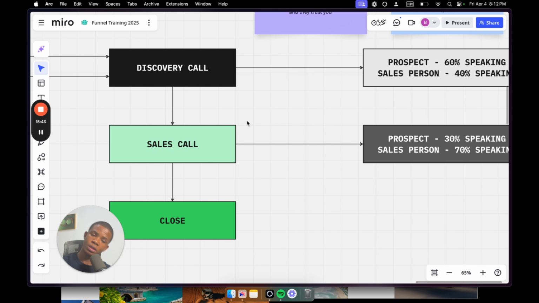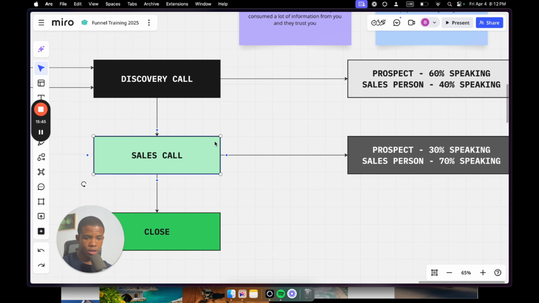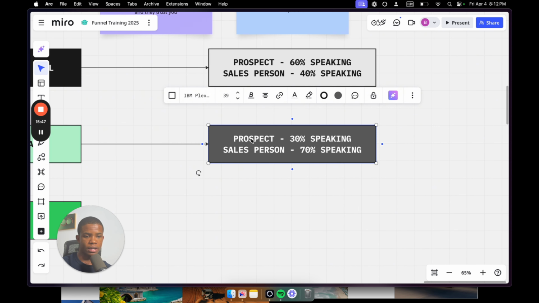Now, the next one here is a sales call. And here, ideally, the prospect is speaking 30% of the time, and you as a salesperson, as a business owner, are speaking 70% of the time, because you're showing them more competence, you're showing your expertise, and you're also trying to sell them on a product, basically trying to bring them on.